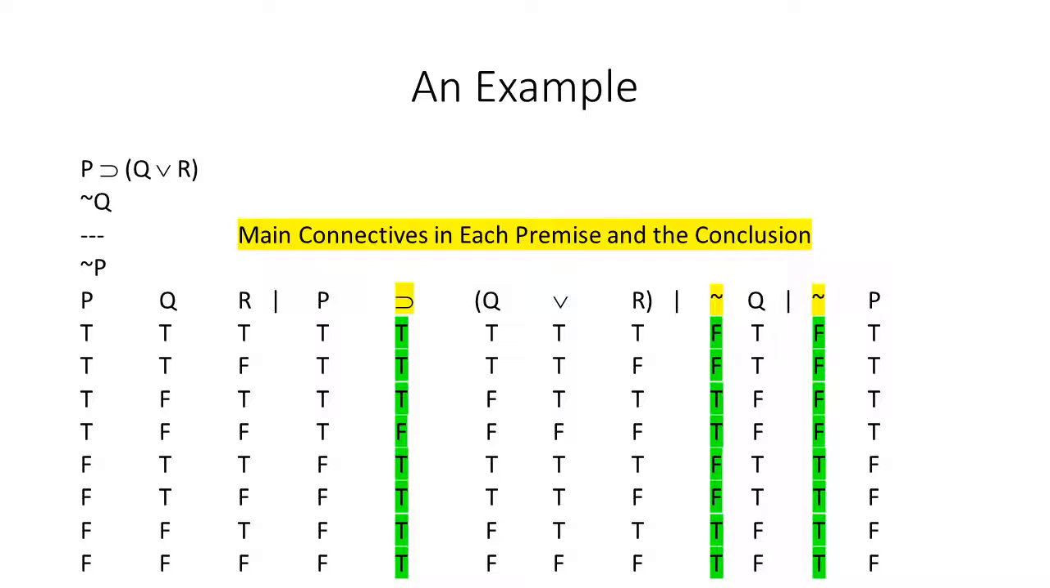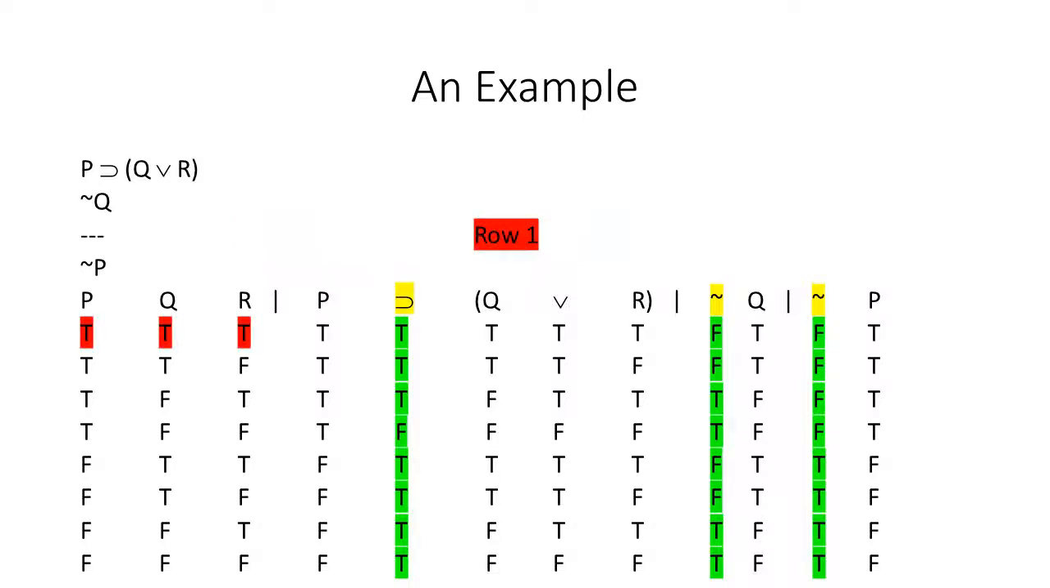Right, so let's start with the first row. Okay, so here's row 1. We have a T, an F, and an F. Is this a row where the premises are true and the conclusion's false at the same time? No. The first premise is true, the second premise is false, and the conclusion's false. So this isn't a row where the premises are true and the conclusion's false, because the premises aren't true.